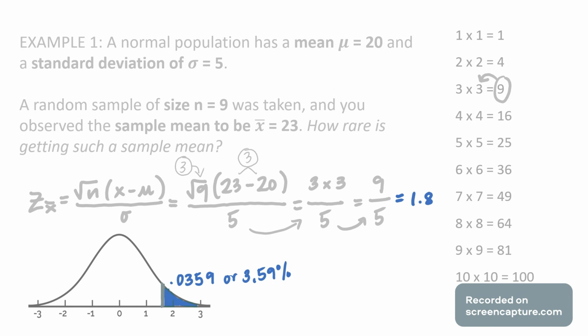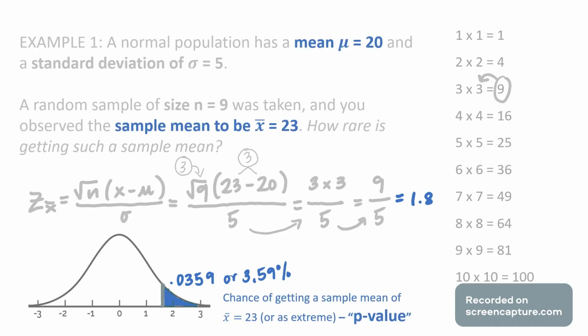What does this mean? We expect a population mean of 20, but we ended up with a sample mean of 23. Getting a sample mean as extreme as this one, or more, occurs only 3% of the time. Therefore, this is quite a rare occurrence. In our language, we will refer to this as the p-value of the sample mean.